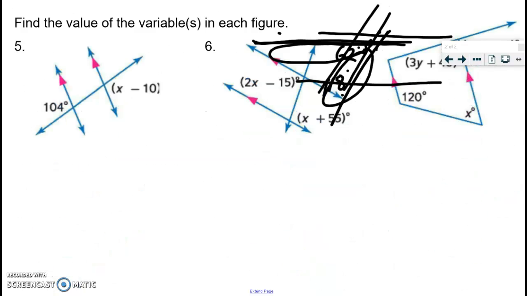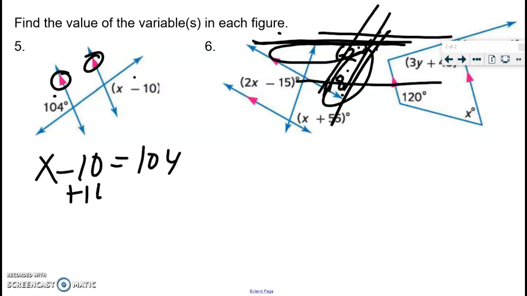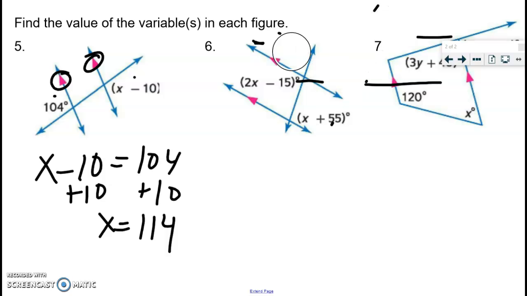Let's keep her moving. Number 5. Number 5 says, find the value of the variables in each one. We know that these two are opposite exterior angles, and they must be congruent since we have parallel lines here. So I know that x minus 10 is going to equal 104. I add 10 to both sides, and x is going to be equal to 114. I don't need a degree symbol because it's the value of x and not an angle.